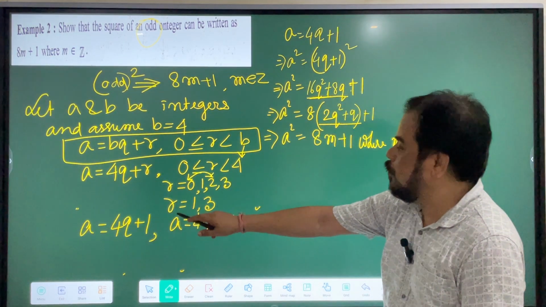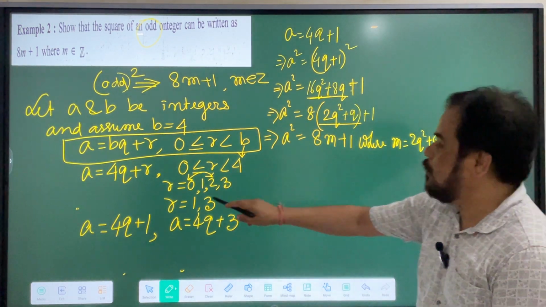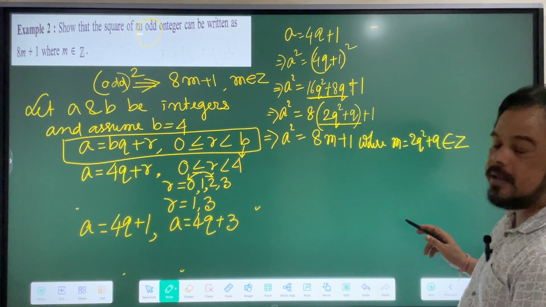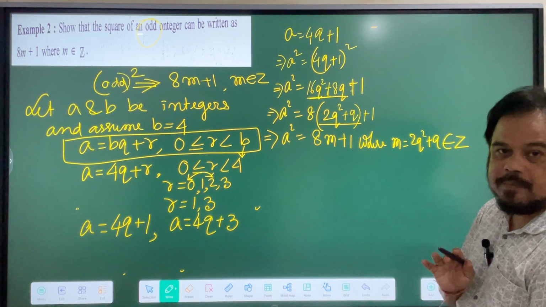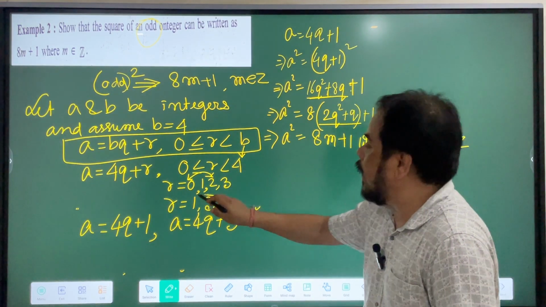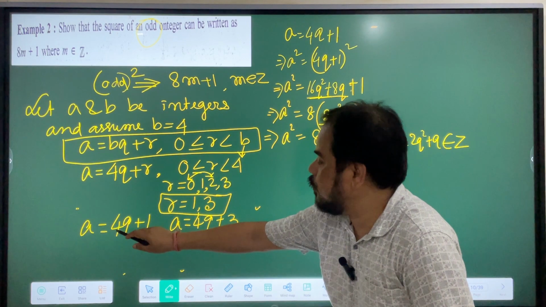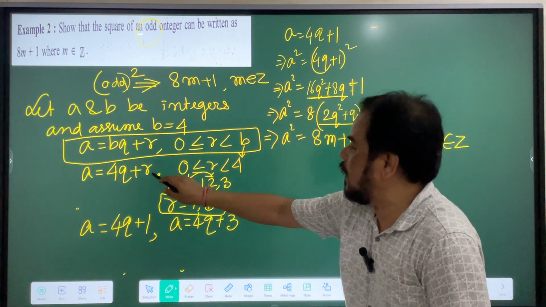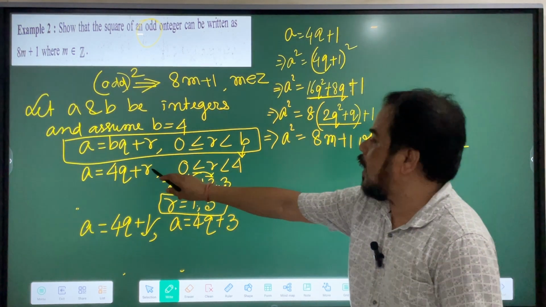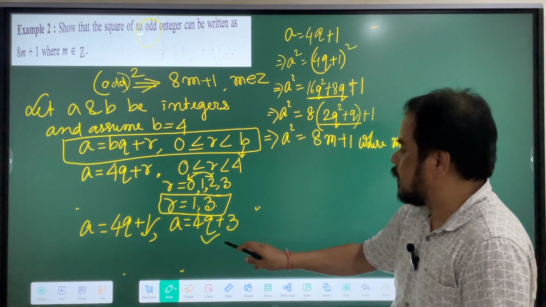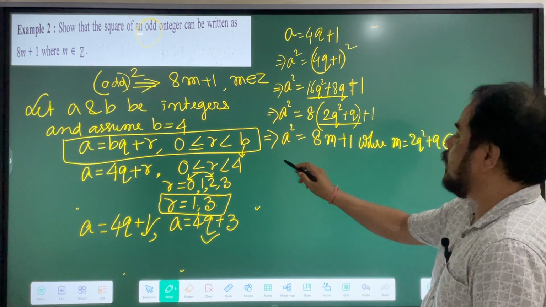But by putting R equals 1 only we have got 8m plus 1. By putting R equals 3 also we have to get 8m plus 1. Do you understand what I am saying? R equals 1 and 3. In A equals 4Q plus R, in place of R if we put 1 we get this, and if we put 3 we get this. This one squaring is done, but this one is not done. This one we will do now.